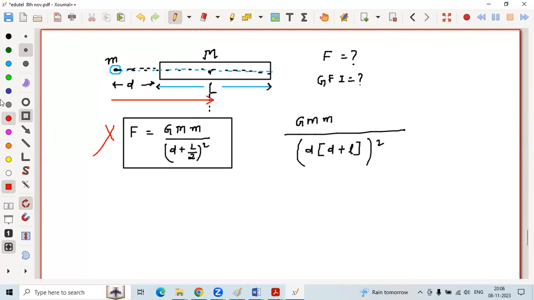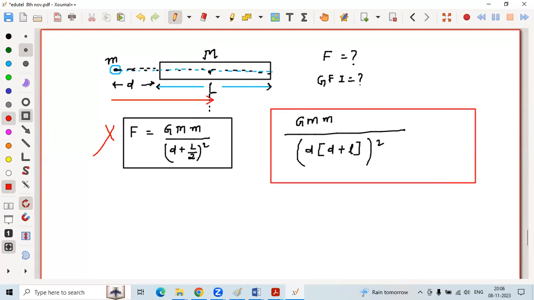I will tell you how this came, but first of all, remember this as a shortcut. When we need to find the gravitational force of attraction between a continuous rectangular distribution and a point, the formula is GMm by the square, and in the place of the distance, take the product of the shortest distance from the point and the largest distance from the point. I will tell you the reason, but you better remember this as a shortcut.